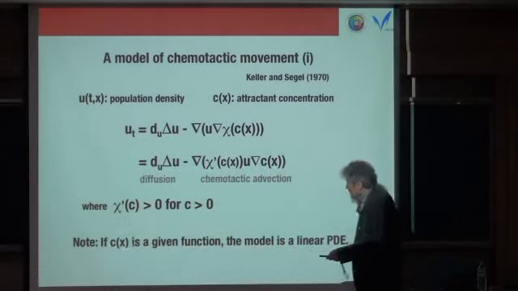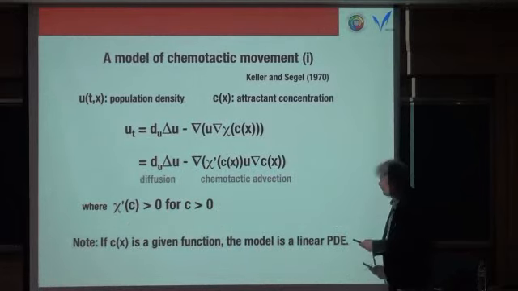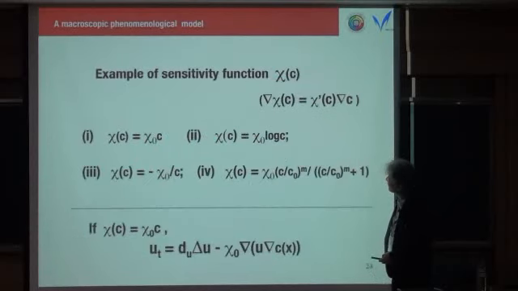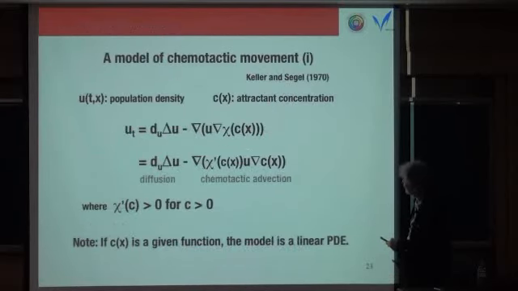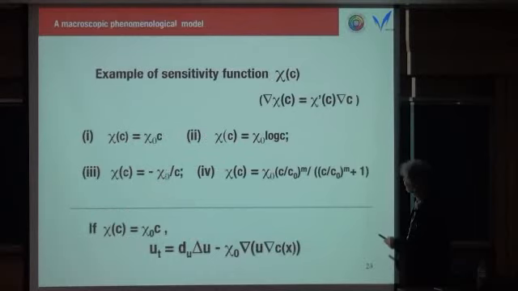So if C is given, then this is just a linear equation, not so difficult to analyze. And then this is sort of the candidate of chi(C). Chi(C) is here. And the importance is the derivative of chi. But for the simplest case, chi(C) is just linear, so this is a positive constant, and this is the advection term. But the advection term really depends on the gradient of C. So very simple. Okay.